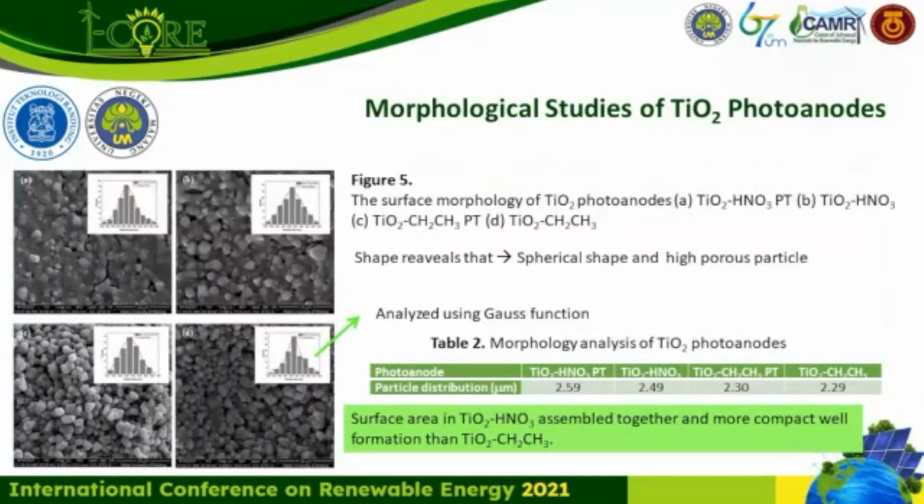This is the result from SEM characterization. Our sample reveals a spherical shape and highly porous particles. From Table 2, we can see that TiO2 paste with nitric acid and post-treatment has a high particle distribution. The surface area of the TiO2 nitric acid paste is assembled together with a more compact, well-formed structure.